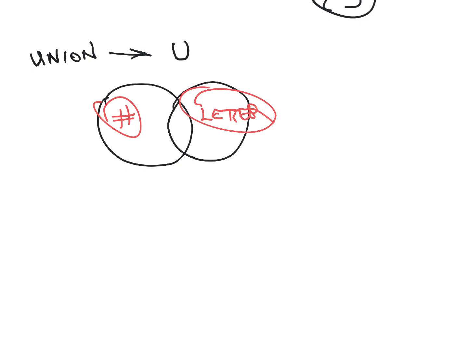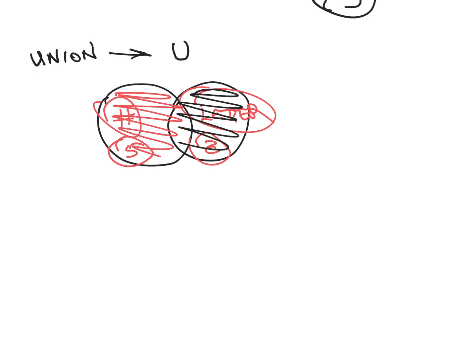So if I had the number 5 here and the letter Z here, these would be in the same set, or the same union set, because the 5 is in this circle, the Z is in their circle, and it doesn't matter if they share anything. And that symbol, like I say, it looks like the letter U. And let's keep moving along here.